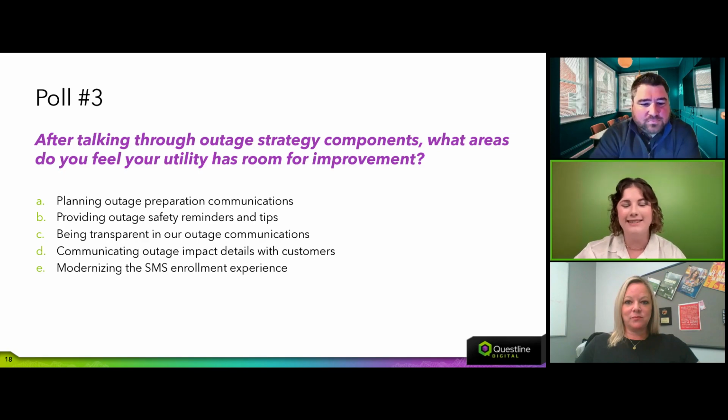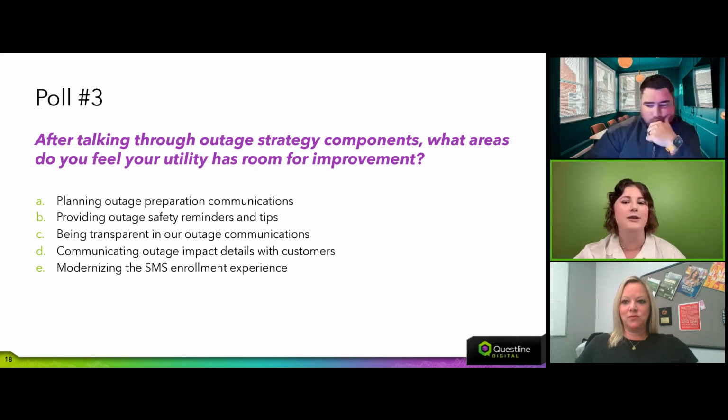Before we get into that data and the example that you both mentioned, let us do our third poll question here. I'm going to hit start polling. The question is, after talking through all of these outage strategy components, what areas more specifically do you feel your utility has room for improvement? Maybe it's planning outage preparation communications, providing outage safety reminders and tips, or maybe it's about being transparent in your outage communications, or communicating outage impact details with customers, or modernizing the SMS enrollment experience.